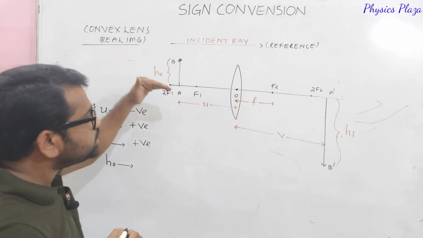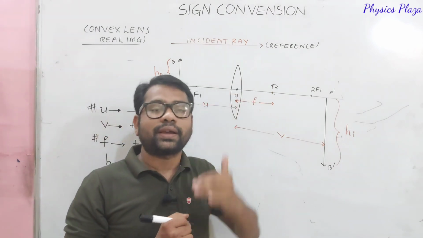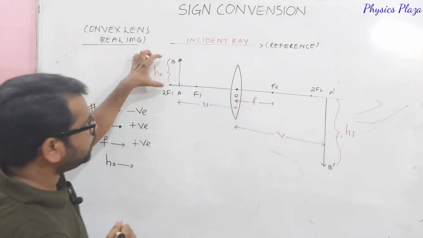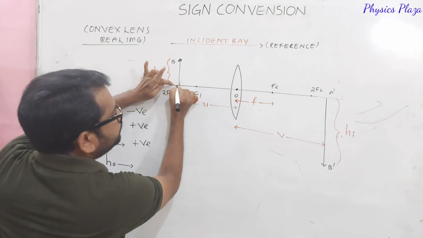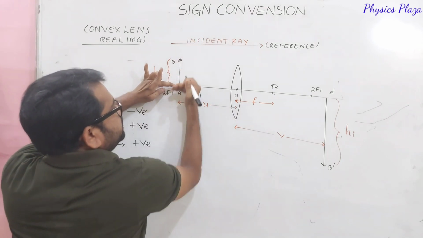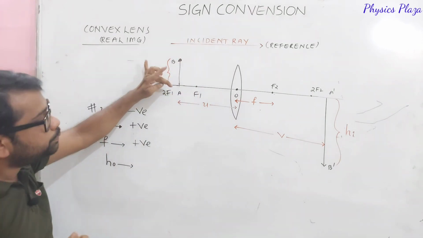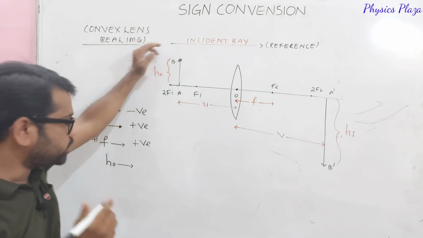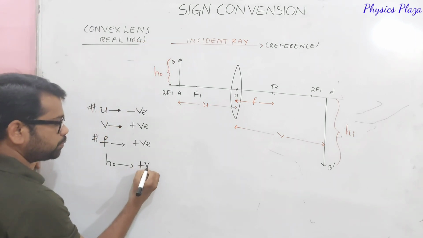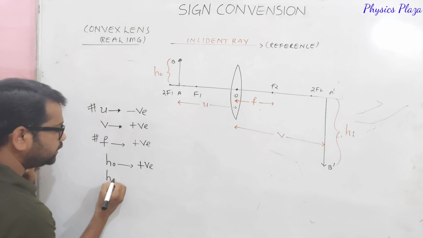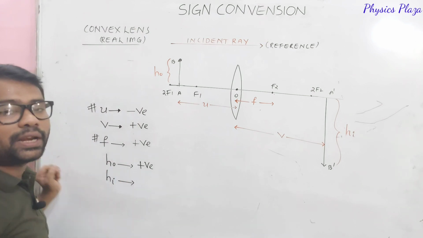Now look at here, object height. Children, the measurements taken above the principal axis are positive. So to measure the object height, we need to go from the principal axis upward. So the measurements taken above the principal axis are positive. So here object height is positive. And the measurements taken below the principal axis are negative.